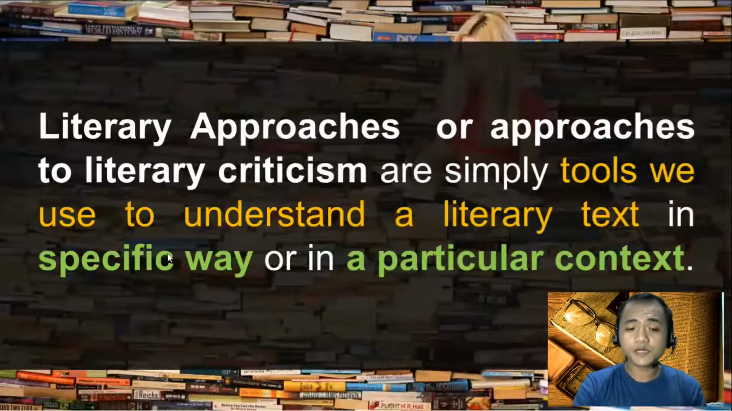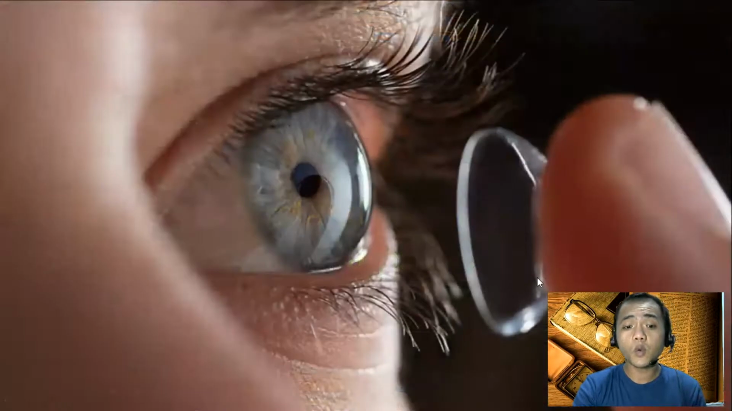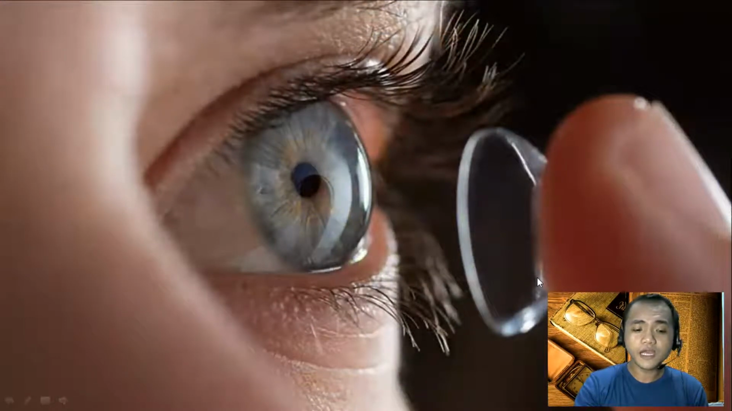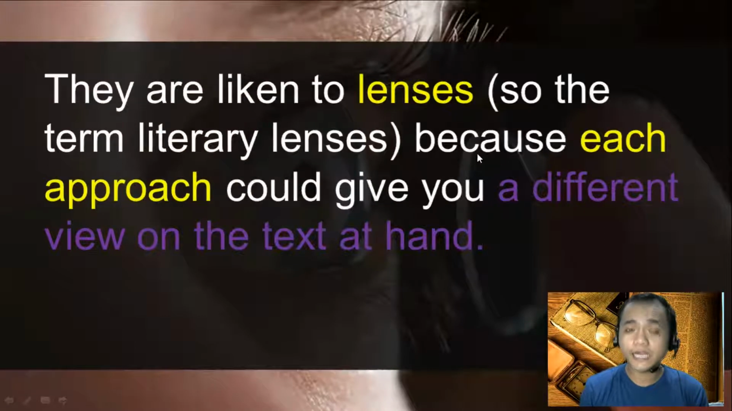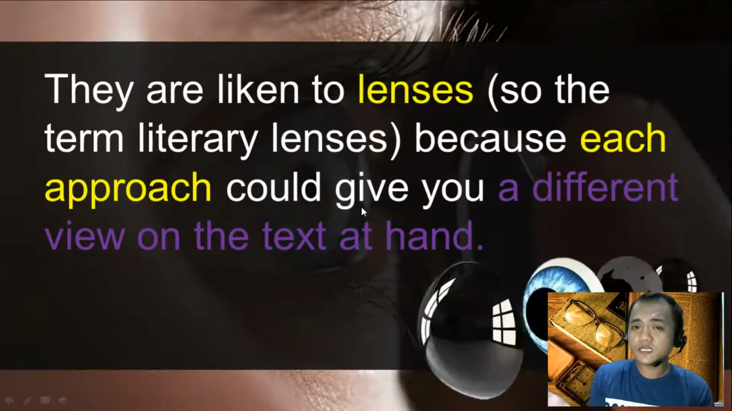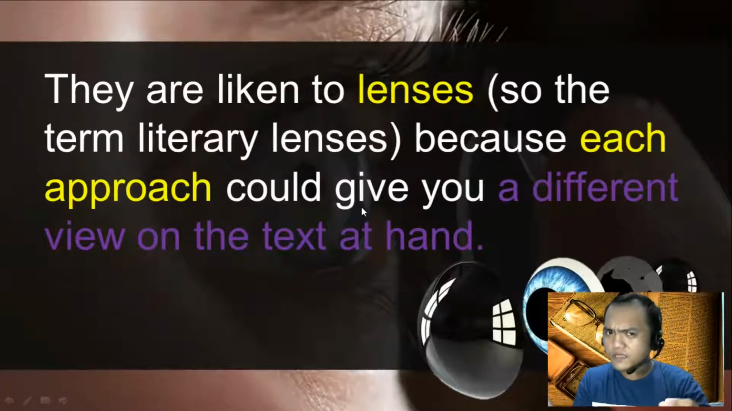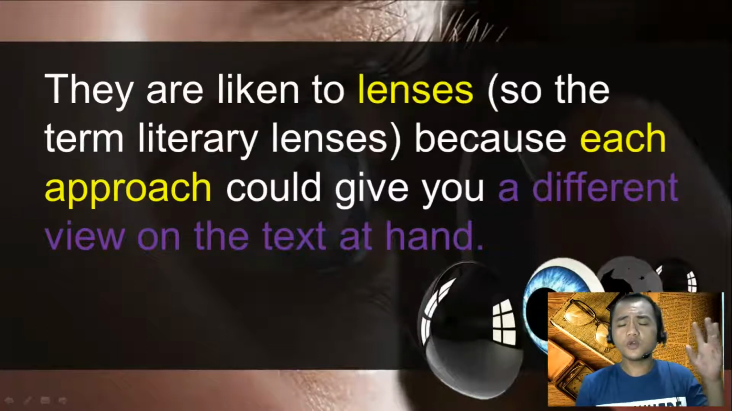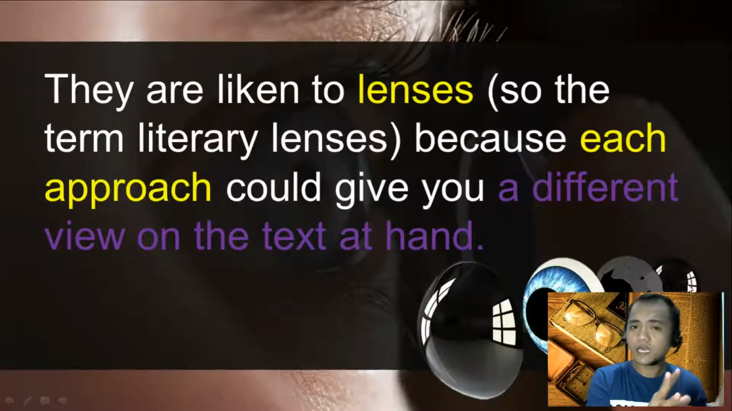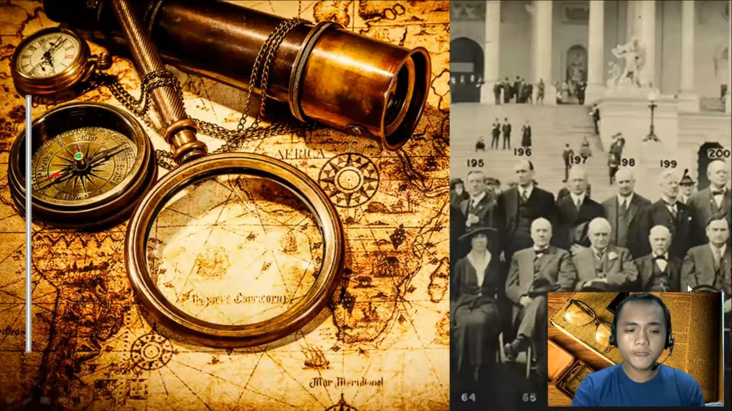or literary criticisms are simply tools we use to understand a literary text in a specific way or in a particular context. They're likened to lenses, like contact lenses, like eye lenses, camera lenses. So sometimes we call them literary lenses because each approach could give you a different view on the text in hand. If you use a certain approach, you could see a different angle of the text. Or if you use another approach, you can see the text again in a different way.